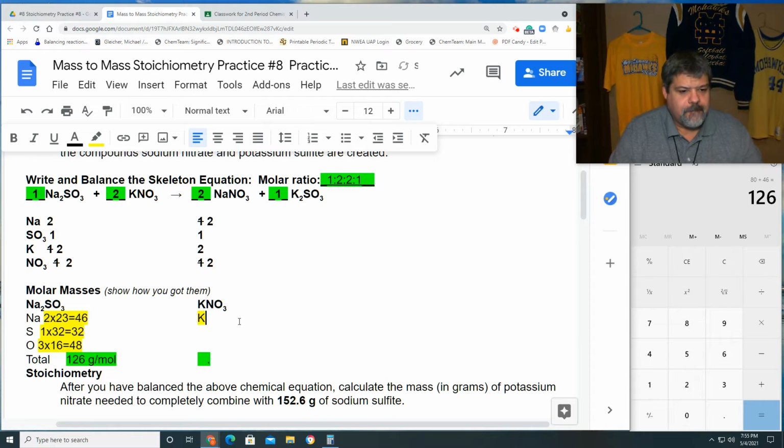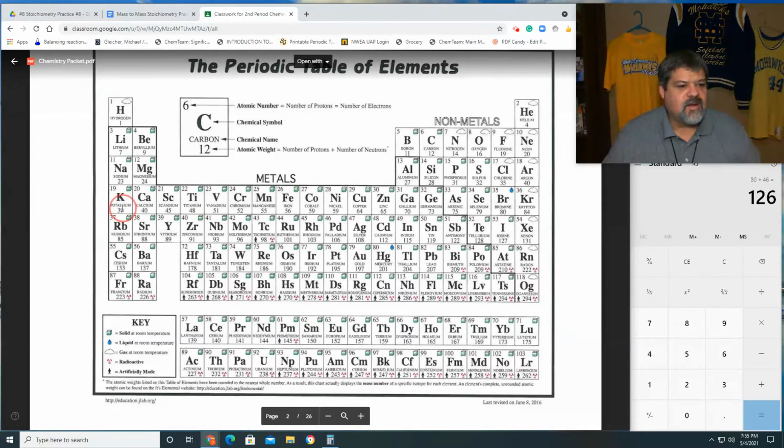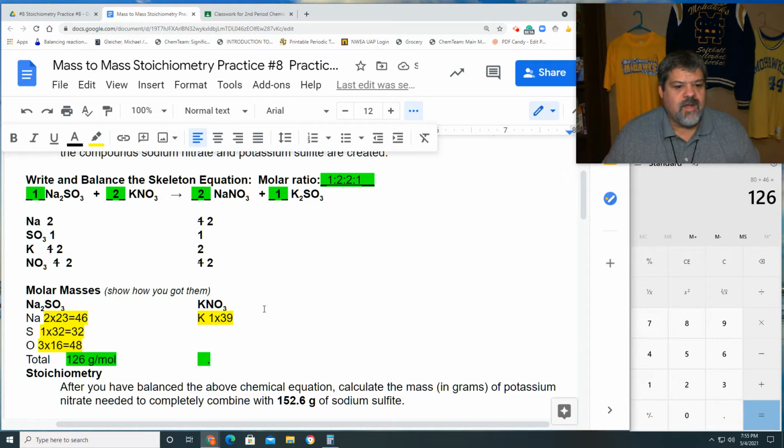We have potassium. Okay, and we have potassium 1 times, and we don't know what it is. I think it's 39, but let's double check that. Let's go ahead. Potassium's right here. It is 39, so let's go ahead and go back. So 1 times 39, that's going to equal 39. Okay, then we're going to have our nitrogen, our N. We only have one of those, and that's going to be times 14.